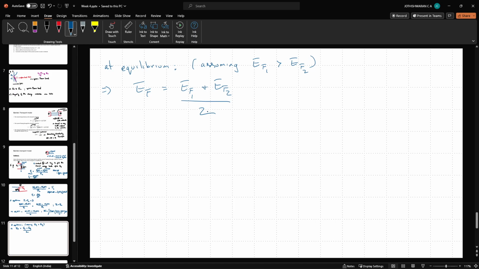Okay. So when the net charge flowing into the channel is equal to the net charge flowing out of the channel, this is the equilibrium Fermi level. So this is called the equilibrium Fermi level.